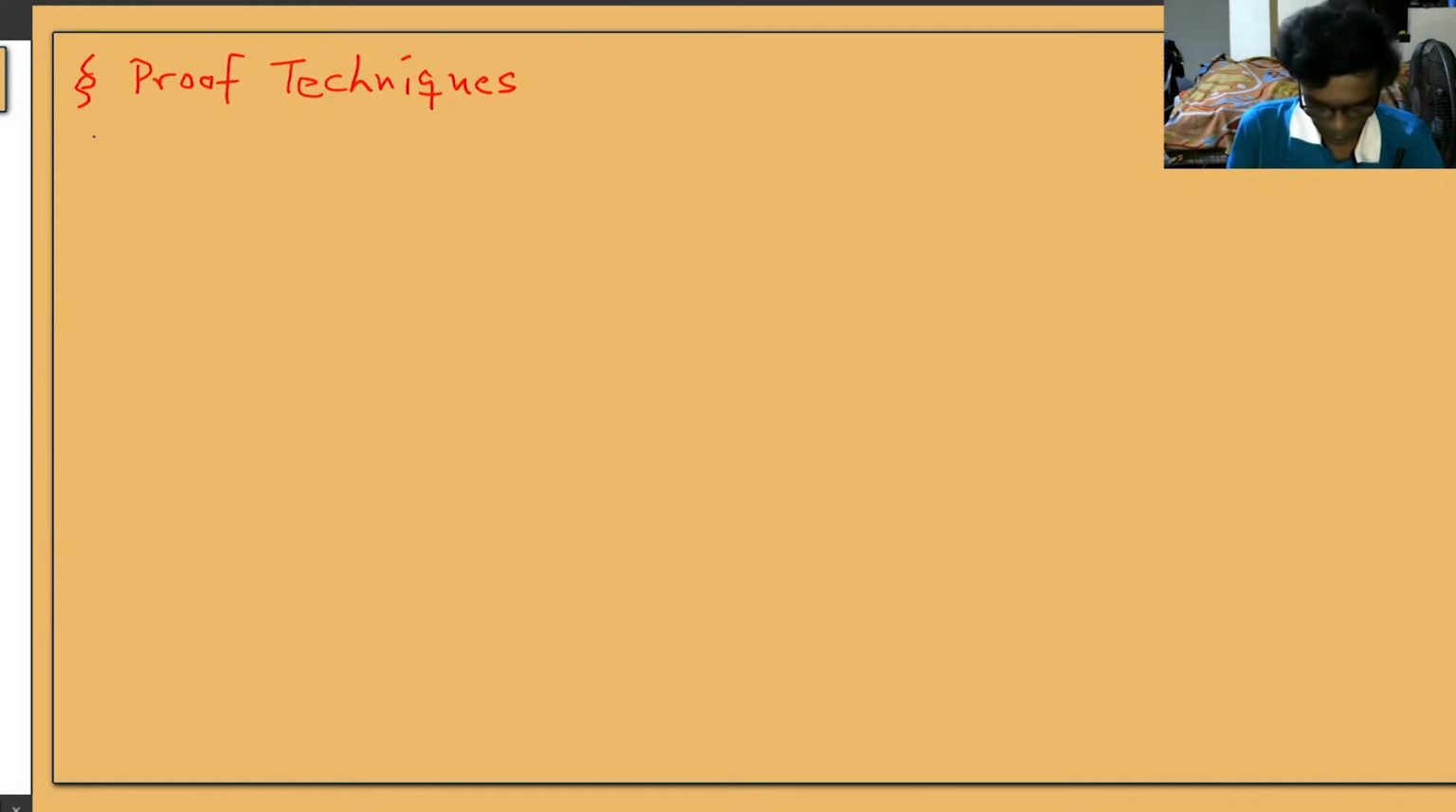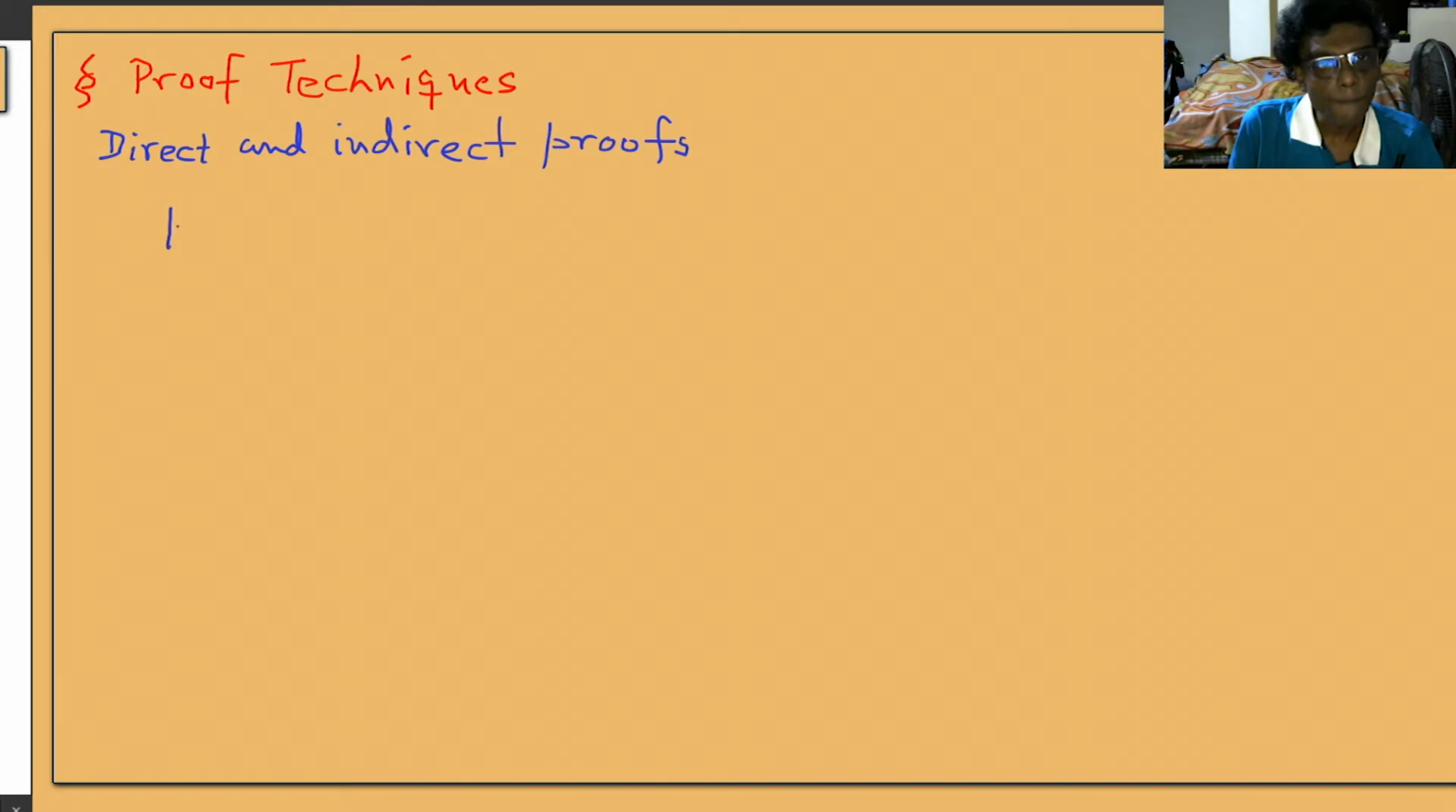So first, let me start with the concept of direct and indirect proofs. Suppose you want to prove an assertion P implies Q. So you assume that P is valid, and along with that you can use results of axioms, definitions, other known facts, and you eventually prove Q. So this is an example of a direct proof.